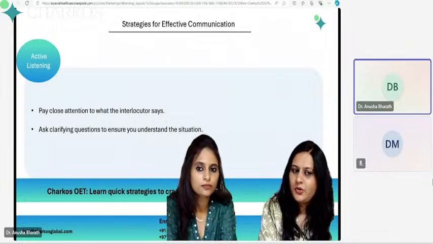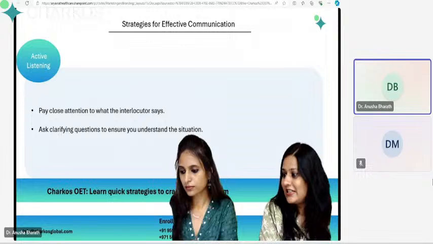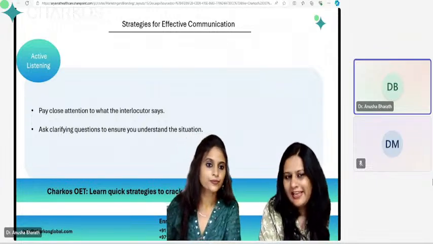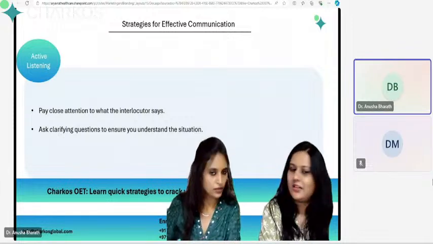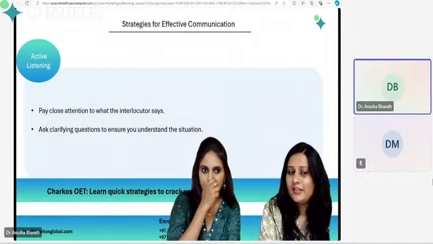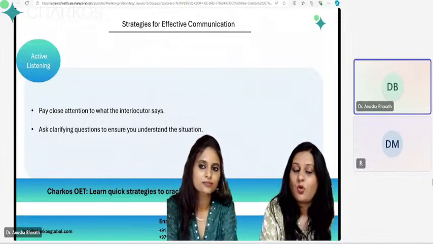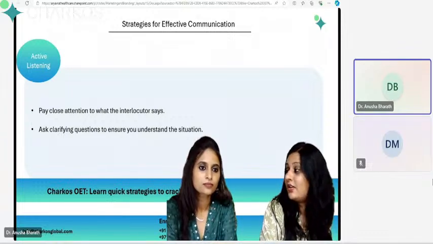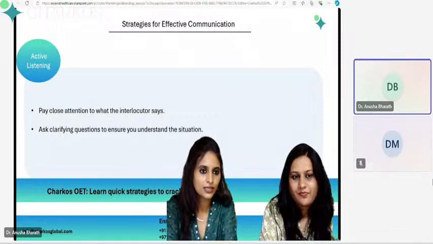So how do you involve yourself in active listening? These are some of the strategies that would really help you. The first thing, I think we've already mentioned, is all about active listening. When the interlocutor, or the patient for that matter, is speaking, it is very important to pay close attention to what the person says.